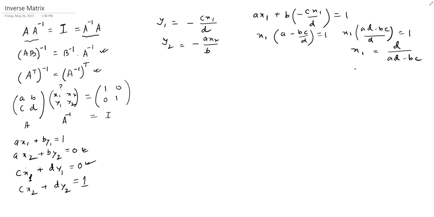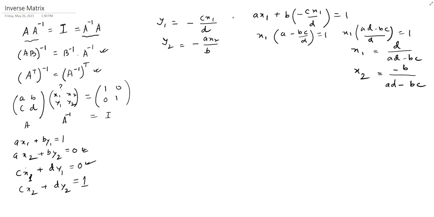In exactly a similar way we can find x2 also, and x2 will be minus b by ad minus bc. Okay, x1 and x2 we found.